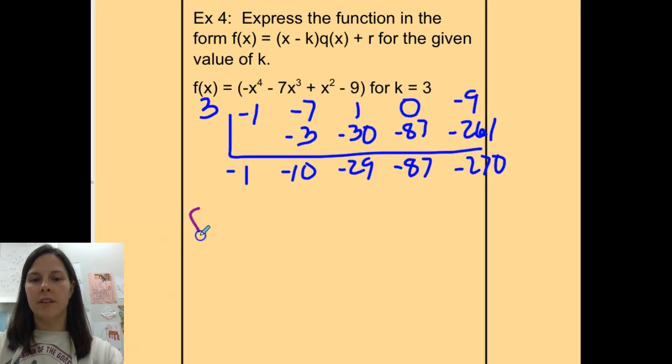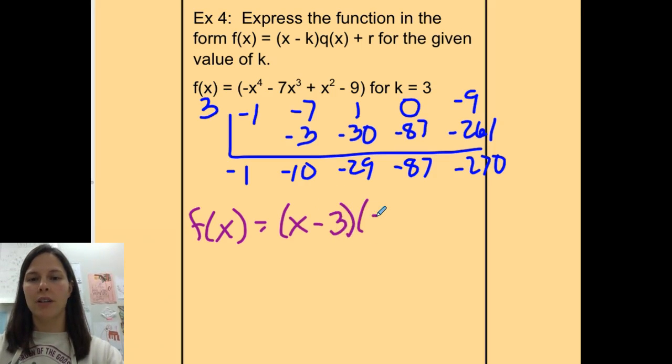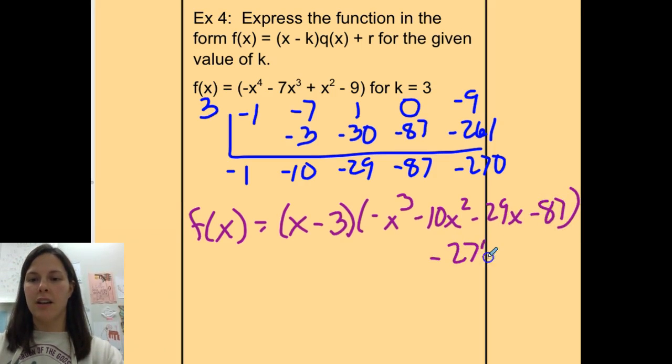Setting this up, our function equals what we divided by, this is where that 3 goes in with the x and becomes opposite, times the result, remember to drop a power, and adding the remainder on the end.